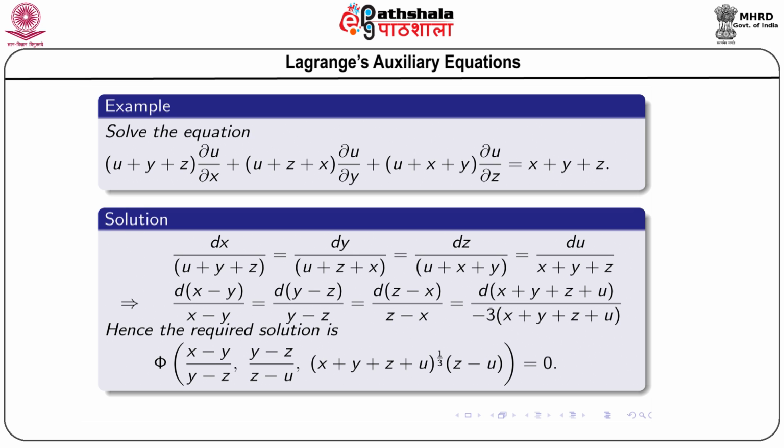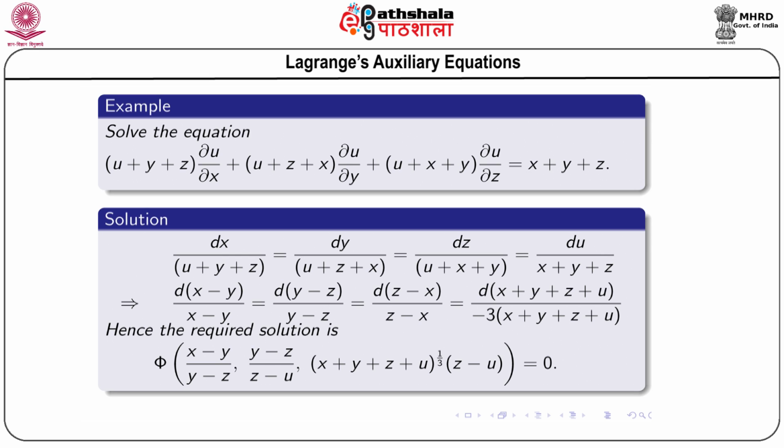Now we illustrate the idea by taking this example. In this example, there are 3 independent variables x, y, z and 1 dependent variable u. So, this is a first order quasi-linear differential equation and we have to solve this equation. So, the corresponding Lagrange auxiliary equation is dx by (u plus y plus z), this is the coefficient of del u del x, dy by (u plus z plus x), this is coefficient of del u del y, and dz by (u plus x plus y), this is coefficient of del u del z, equals du by (x plus y plus z).